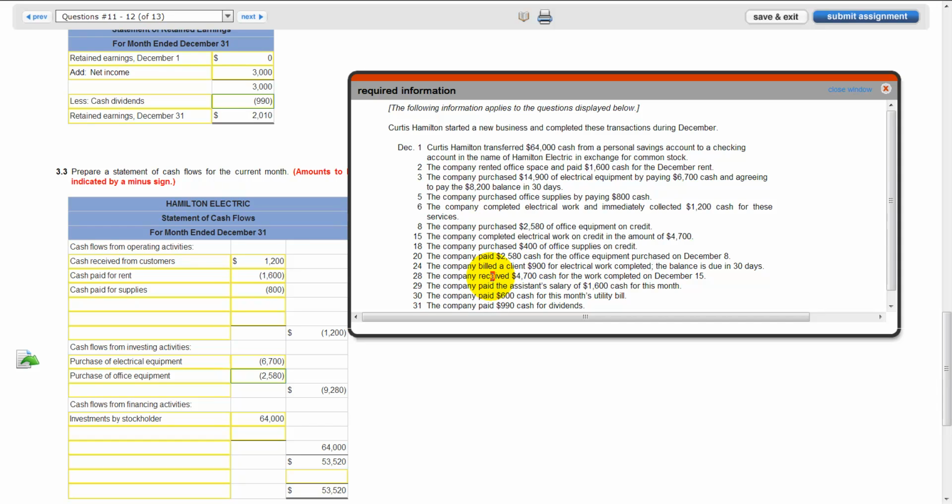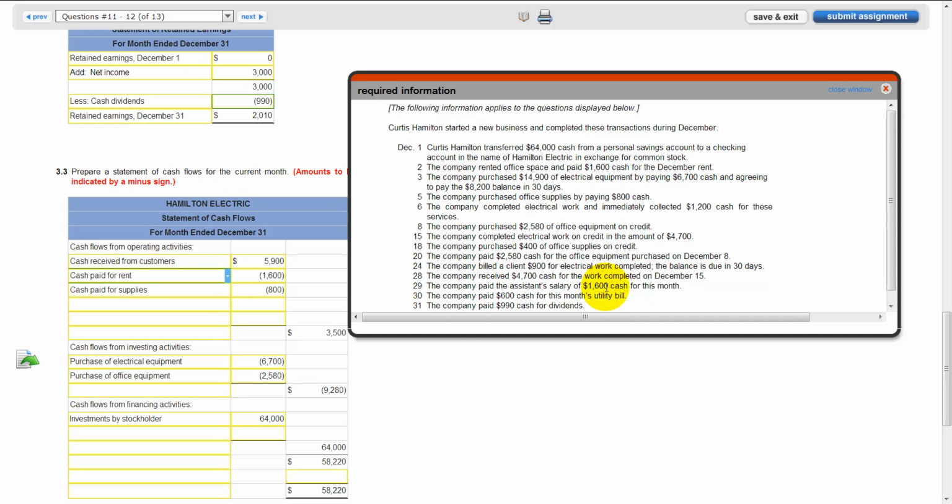Company received. Here's money coming in, $4,700 for work completed. This is from the customer. Here, this line here. So to this $1,200, I have to add $4,700. So can I do that in my head? $5,900, right? $5,900 before I forget. Okay. So that was the 28th to 29th.